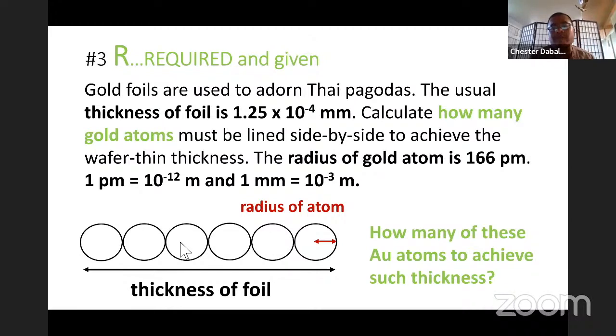So, ano yung required sa problem na ito? How many gold atoms? Okay? Ilan atoms ng gold ang kailangan malinya side by side to achieve that thickness? Okay? So, ano nga ba yung thickness? Given yun. It is in bold font, 1.25 times 10 to the negative 4 mm. Tapos, ano pa yung isang given? Yung radius ng gold atom which is 166 picometer.